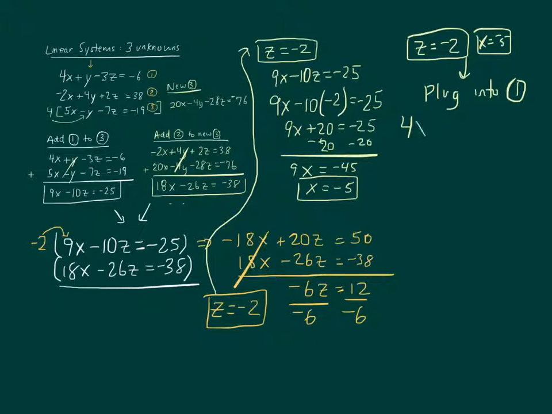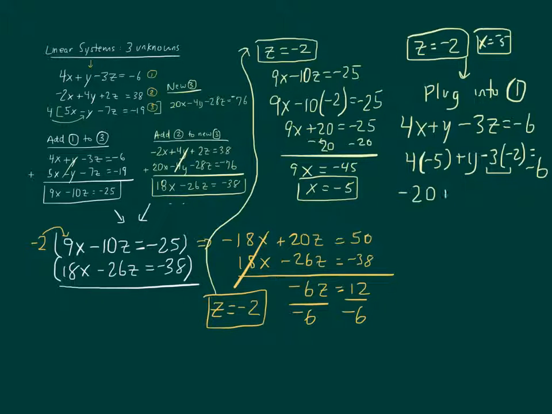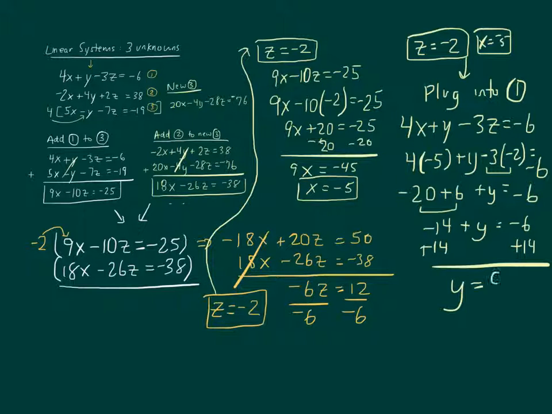So here I have 4x plus y minus 3z equals negative 6. We have 4 times negative 5 plus y, which is what I'm looking for, minus 3 times negative 2 equals negative 6. And that gives us negative 20. This will give me a 6. So I'll just put the 6 there, plus y equals negative 6. These combine to a negative 14, plus y equals negative 6. And when I add 14 on both sides, I get y equals 8.